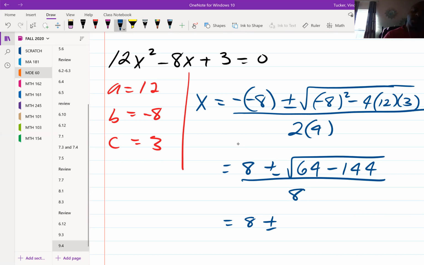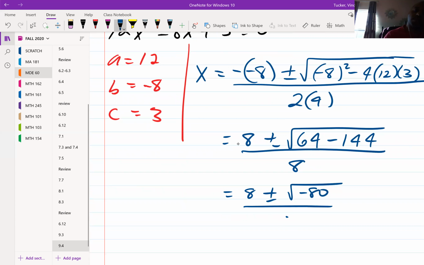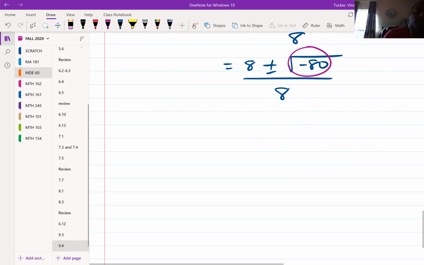All right, so that's going to be a negative 80. All right, hold on a second. Now this right here, before we go any further, we do need to simplify the square root of negative 80.